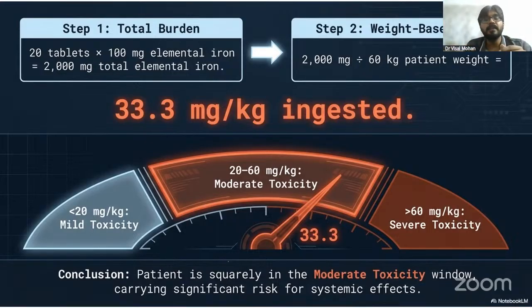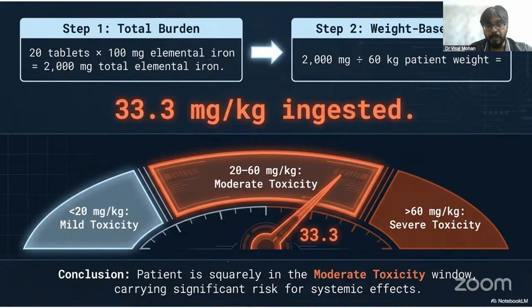This 2 grams will be divided by the weight of the patient, that is around 60 kgs, and we get how many mg per kg. For this patient, we have found it's around 33.3 milligram per kilogram ingested as the elemental iron dose. Okay, with this, we'll see if the patient falls into mild, moderate, or severe toxicity.